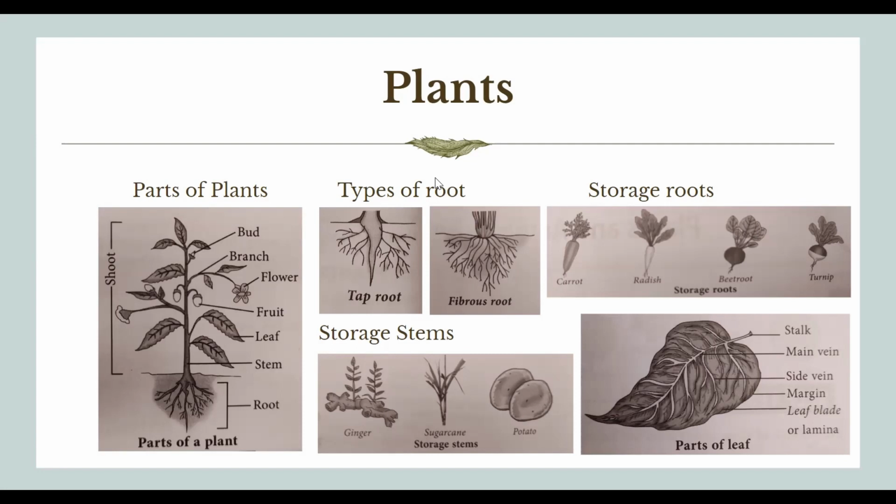The part below the ground is called root, and the part above the ground is called shoot. Then we have the types of root, tap root and fibrous root.